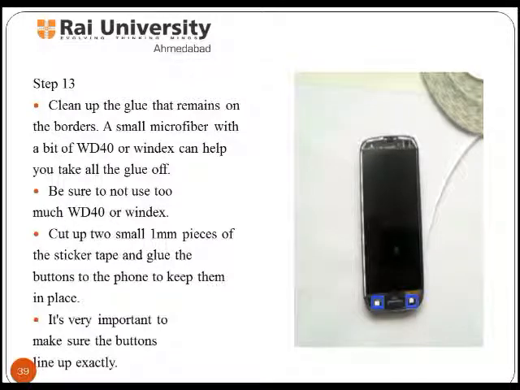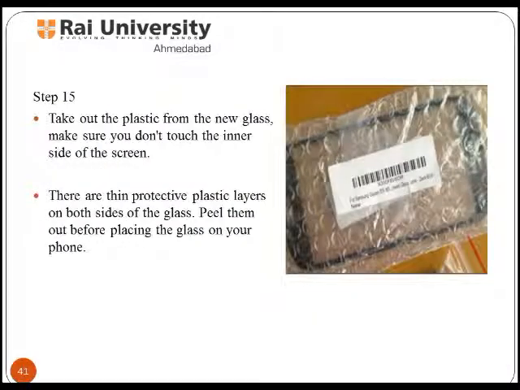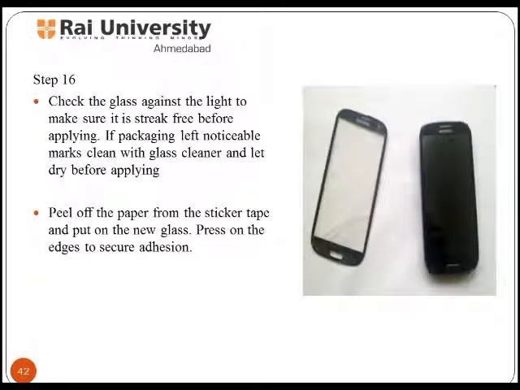Clean up the glue that remains on the border, and it is very important to make sure the buttons line up exactly as shown in the diagram. Clean up the digitizer with lens-free wipes or a clean microfiber towel and use some lens cleaner to leave it spotless and smudge free. Take out the plastic from the new glass and make sure you don't touch the inner side of the screen. Check the glass against the light to make sure it is streak free before applying. Press on the edges to secure adhesion.